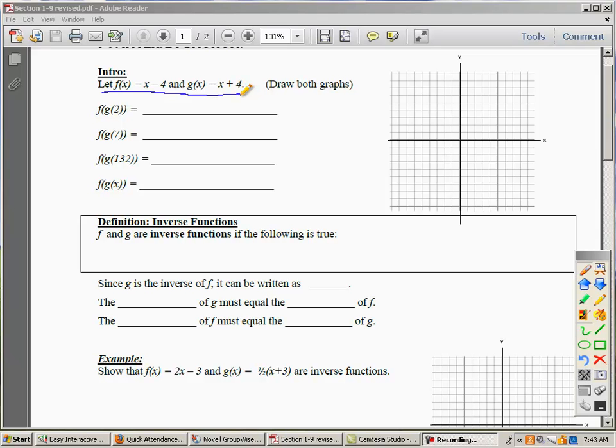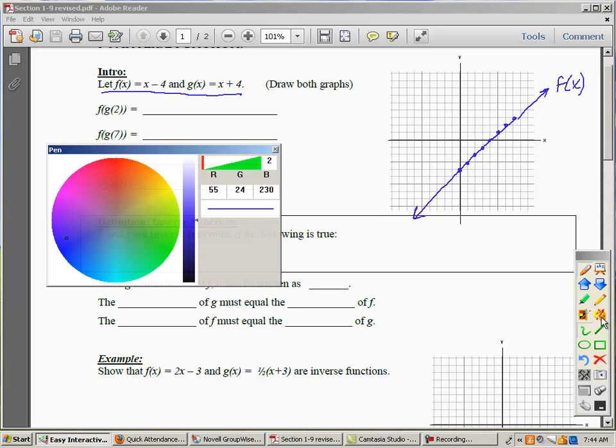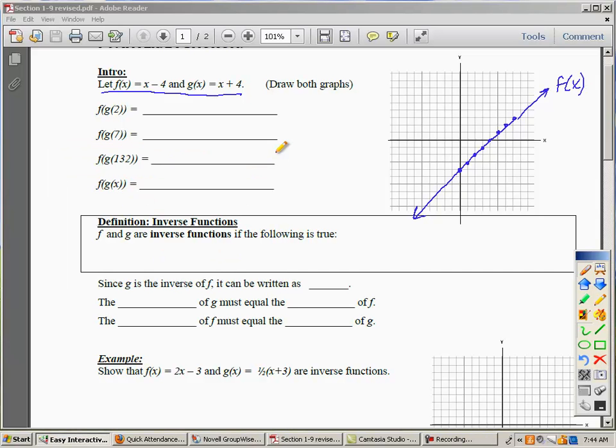Let f be x minus 4, and so if I go down to -4 and plot my y-intercept, since my slope is 1, I just keep going up 1 over 1, and I'll throw a couple of points in. You end up getting this line. This is f, so I'm going to call this f of x. And then I'm going to switch my color a second, and let's do g of x.